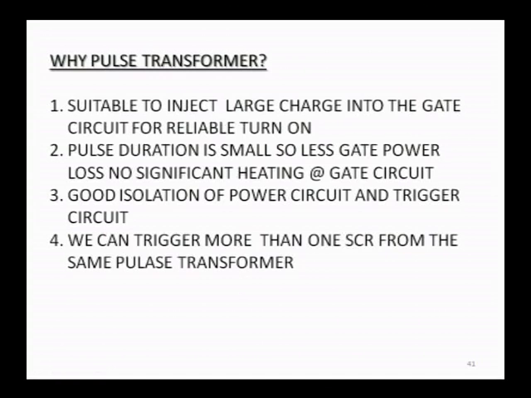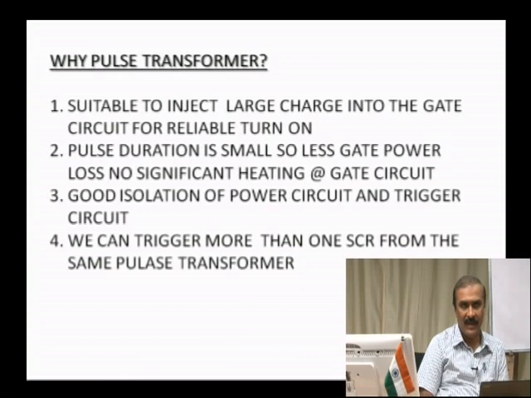Why these gating pulses? How can you rely on this type of firing circuit? You know, the pulse transformer is suitable to inject a large charge into the gate circuit for reliable turn on. So, this is pulse firing, with large repetitive pulses. Pulsing is suddenly applying this maximum voltage across this particular gate and cathode terminal. So, this is a reliable method so that you can inject the current into this junction.